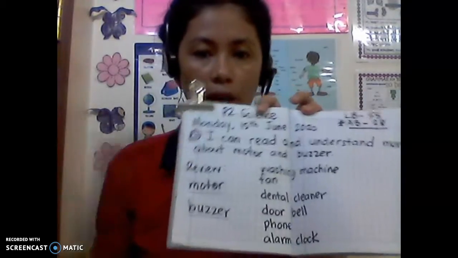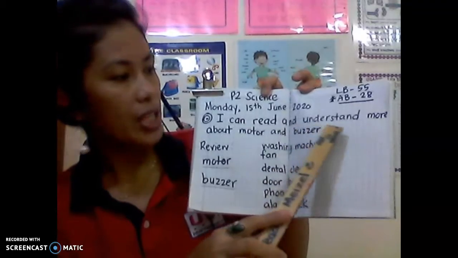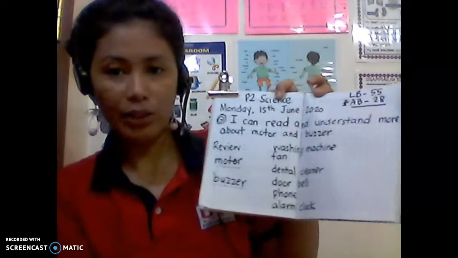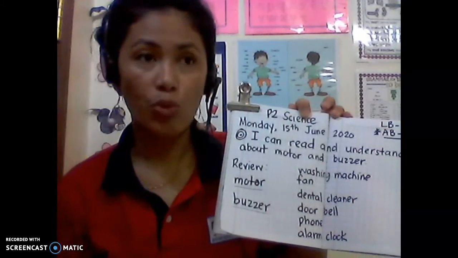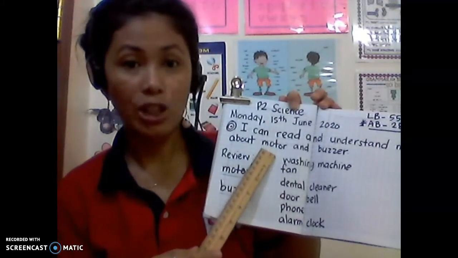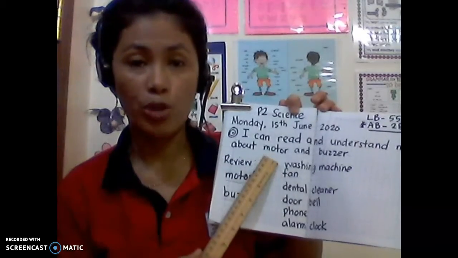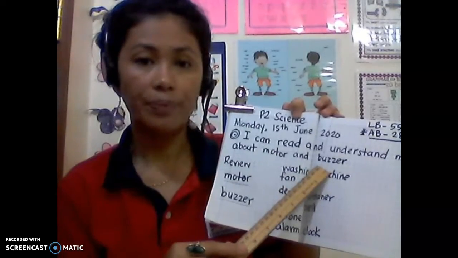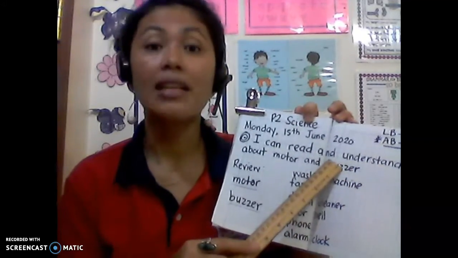So again, our learning objective is that I can read and understand more about motor and buzzer. So we understand what is motor and what is buzzer. From our previous classes, we know that the motor uses electricity and it will make objects move or spin, right? And the buzzer also needs electricity and it makes sound.